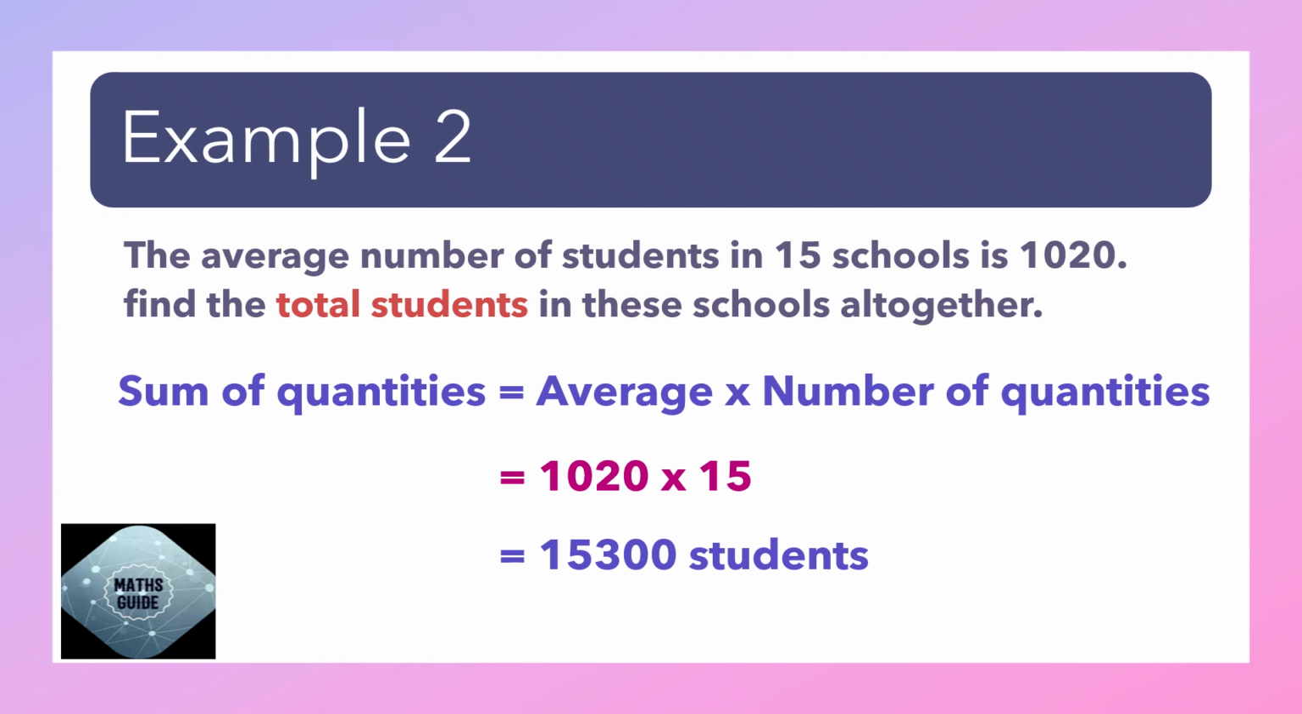So the formula is sum of quantities is equal to average times number of quantities. That is 1020 times 15, which is 15,300 students. So by multiplying the average by the number of quantities, we can get the total number of students in the schools, and the total number of students is 15,300.